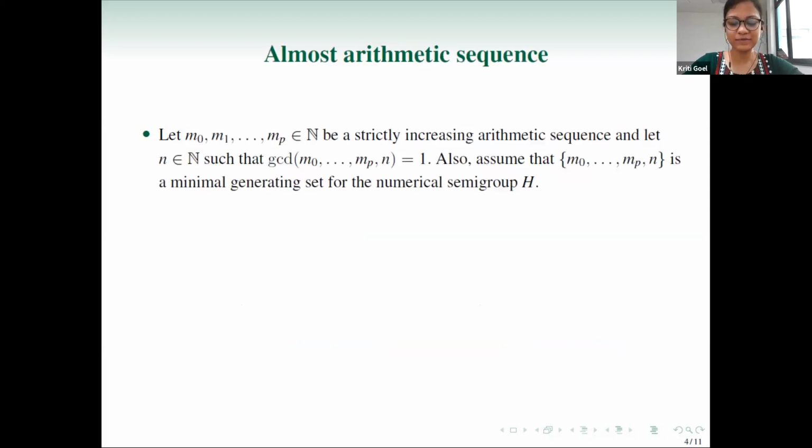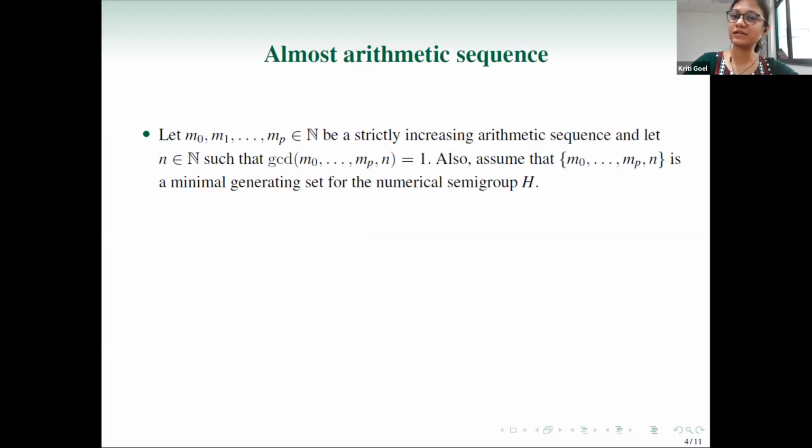Next, I'll talk about this very particular class of numerical semigroups, which are generated by almost arithmetic sequences. This was also hinted upon yesterday by the two talks, but I'll quickly recall it. So what do we mean by an almost arithmetic sequence? Of course, we'll begin with an arithmetic sequence. So let's say we have this strictly increasing arithmetic sequence, M0, M1 up till MP.